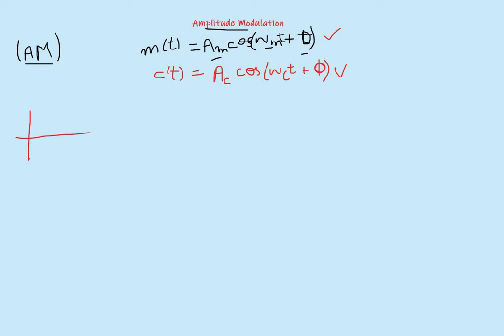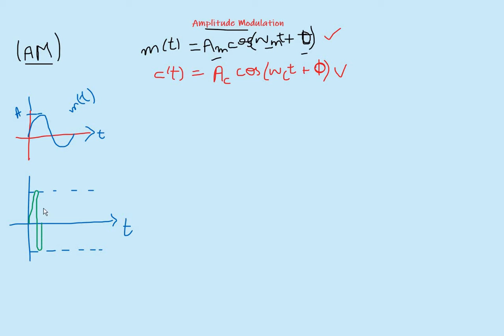Suppose this is our message signal. This is t, and this one here is the amplitude, the maximum amplitude. This is our message signal m of t. In the same way, our carrier signal is also a sinusoidal signal, which can be represented as this.